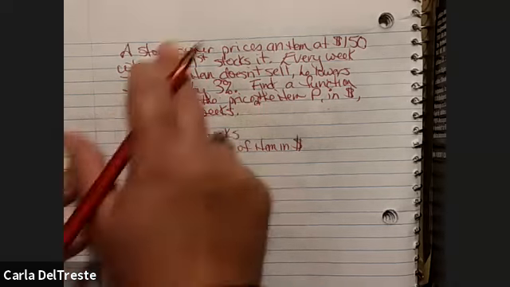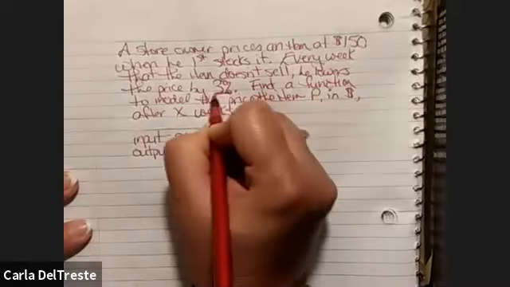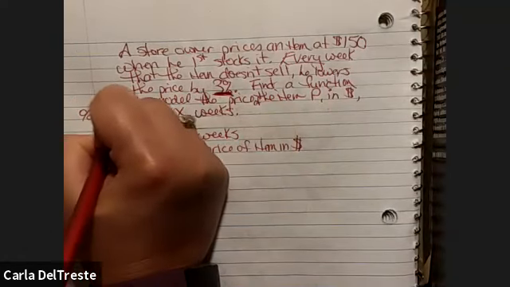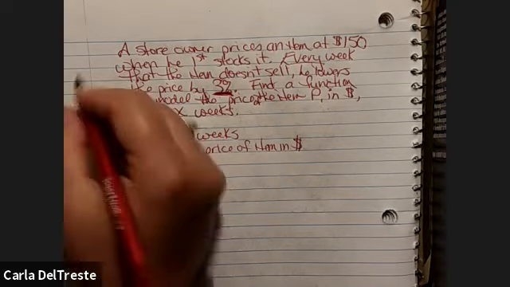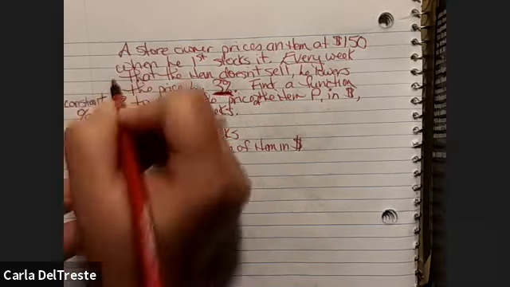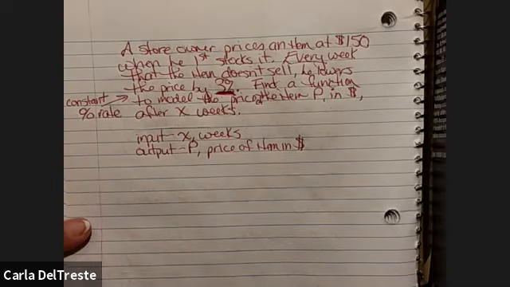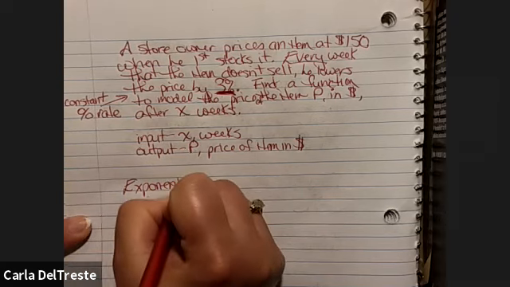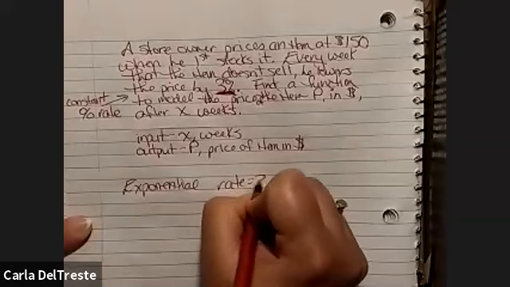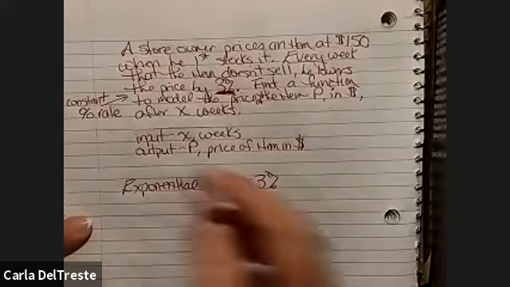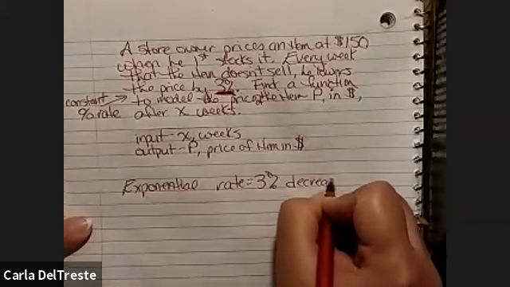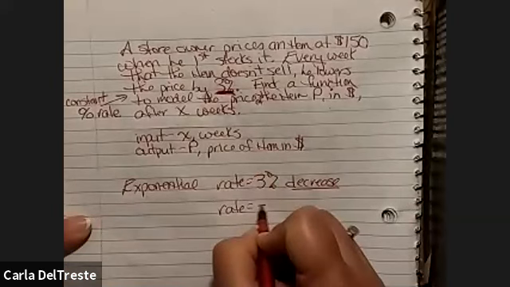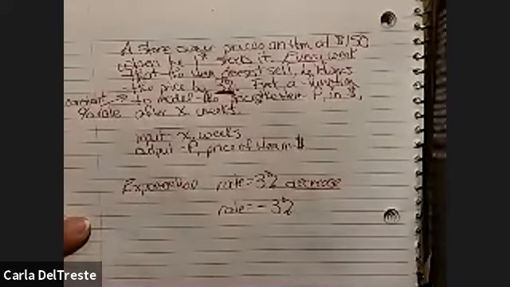Now we can talk about, this looks very exponential because I have a percent rate. Okay, a constant percent rate. I guess I should be really clear. I have a constant percent rate. So that tells me that this is going to be exponential. Okay, so we have an exponential function with a rate of 3%. Decreasing, a 3% decrease. So the rate is really negative 3%. He's lowering the price by 3%.